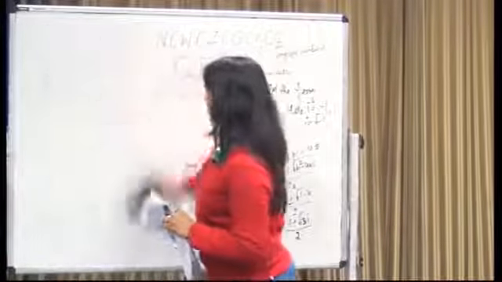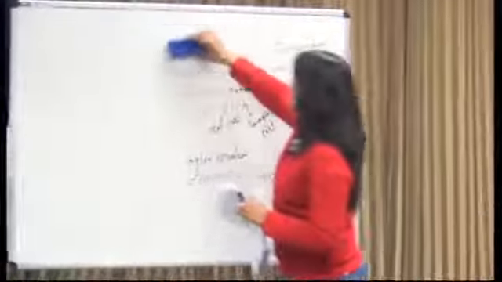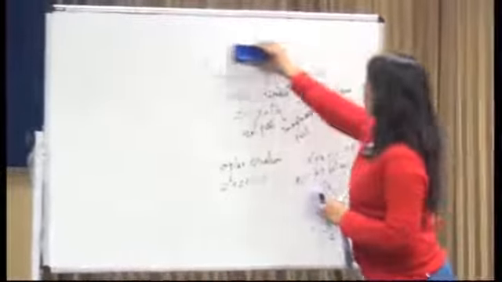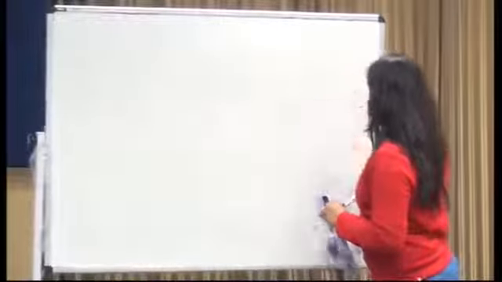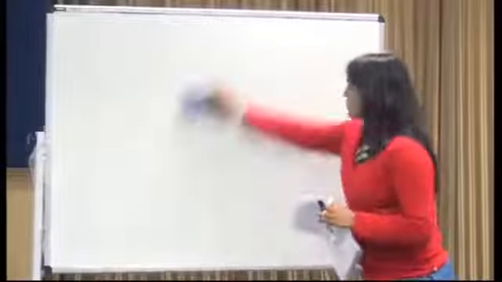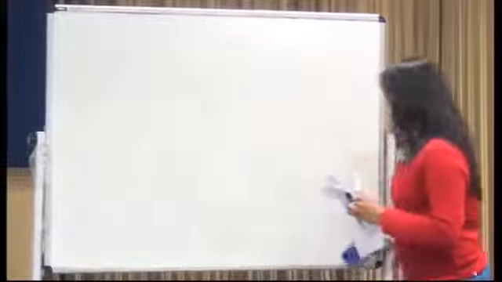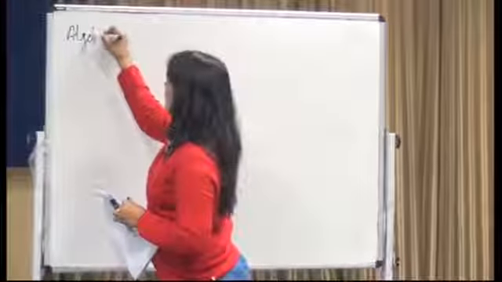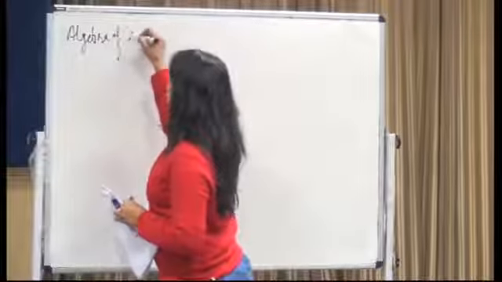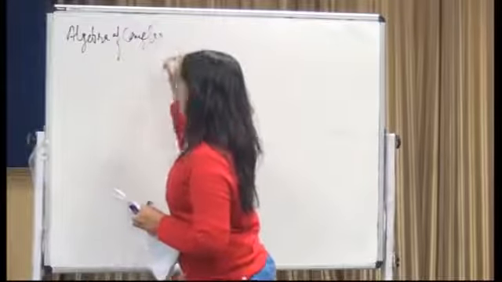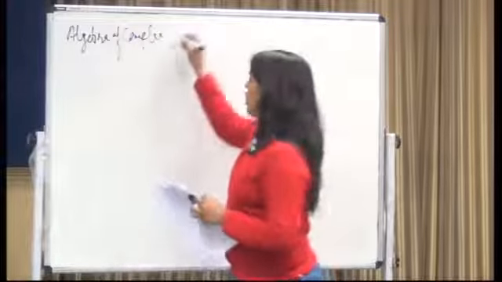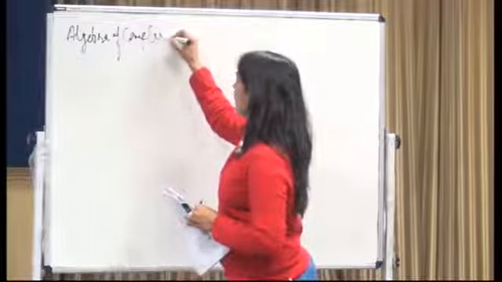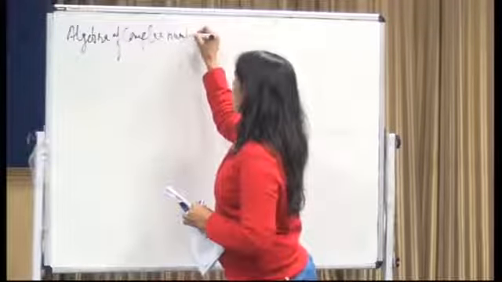So next move is, now come to the algebra of complex numbers. Algebra means what? You have studied a lot of algebra. Algebra means addition, multiplication, division and subtraction. So how we add, subtract, multiply and divide complex numbers, fine.